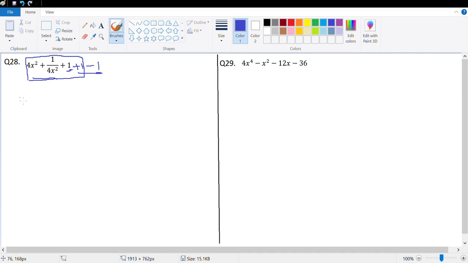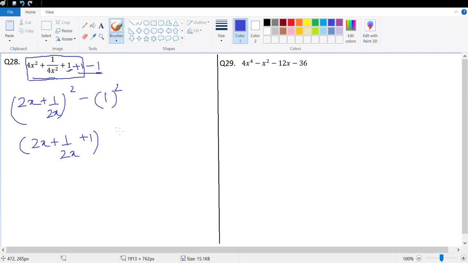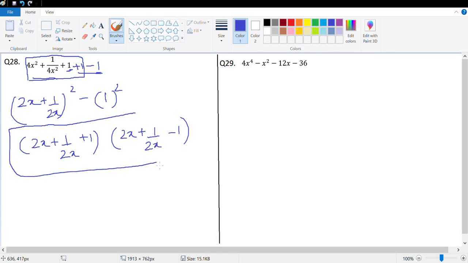So this is 2x plus 1 upon 2x the whole square minus 1 square. Now this is of the form a square minus b square, which means a in this case 2x plus 1 upon 2x plus b in this case 1 and 2x plus 1 upon 2x minus 1. That's the final answer. I can't factorize it any further. Again, you can put a star because this question required us to add and subtract an element on our own.